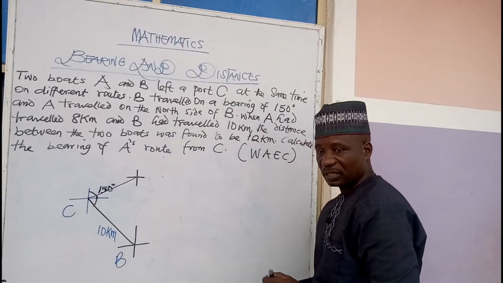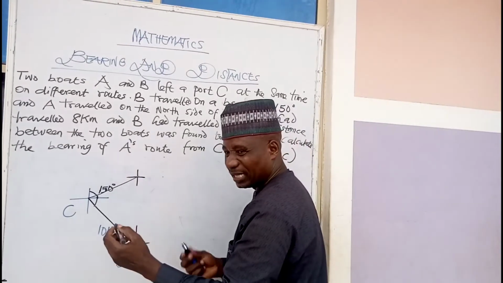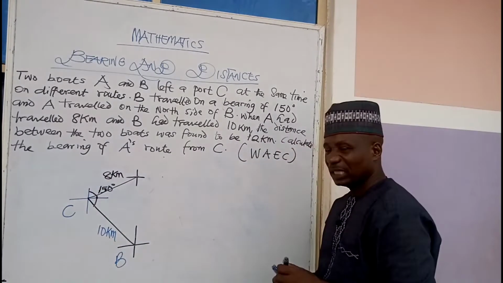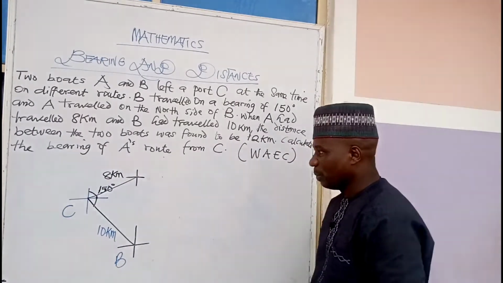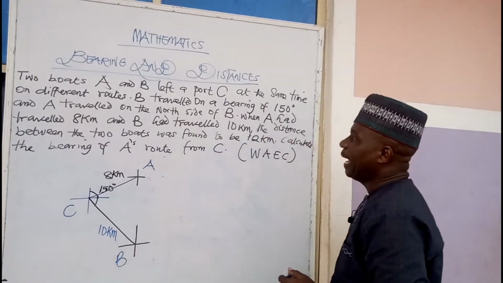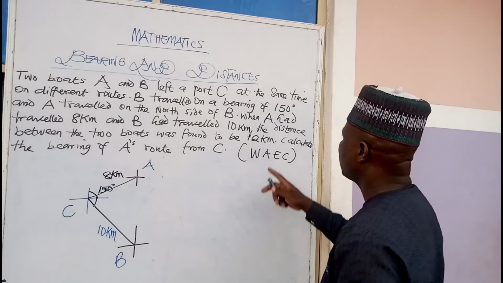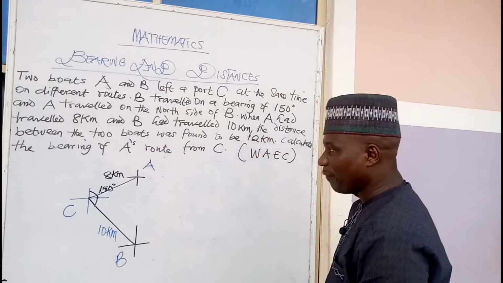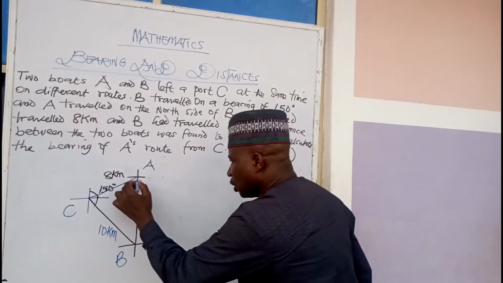8 kilometers. Are you there? You just visualize 8 kilometers. So this is 8 kilometers. Class, am I speaking? That's 8 kilometers. In order to run to trouble, you call this one A. Then they now said the distance between two boats was found to be what? 12 kilometers. Was found to be 12 kilometers.